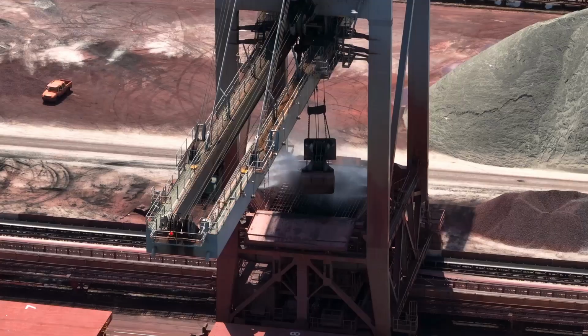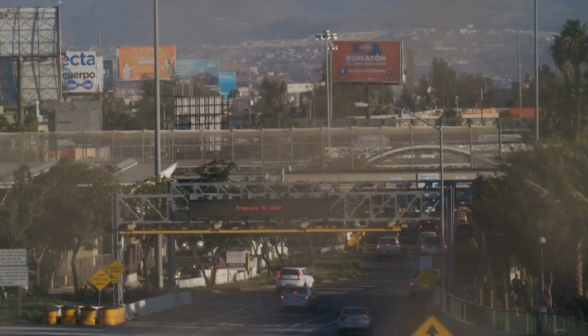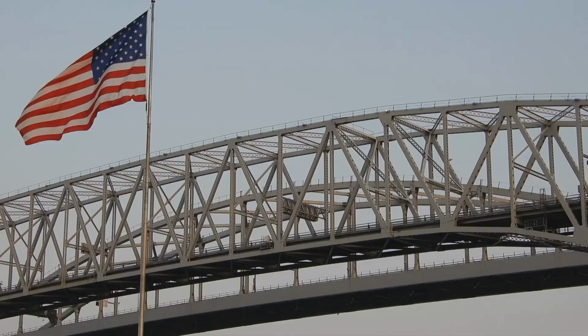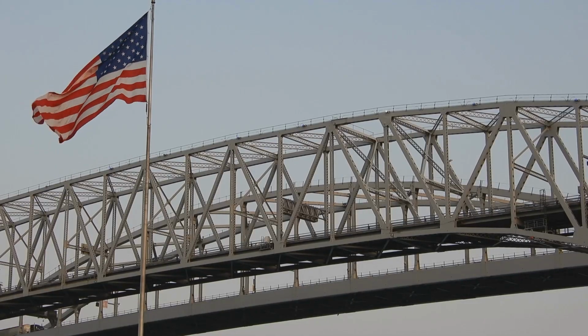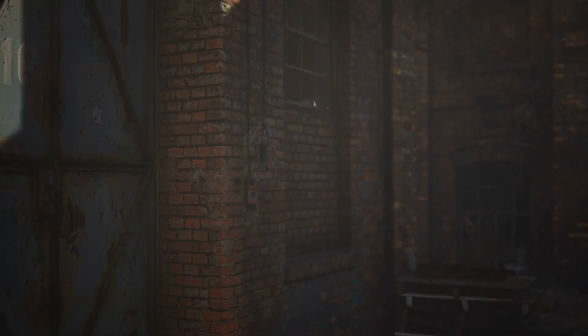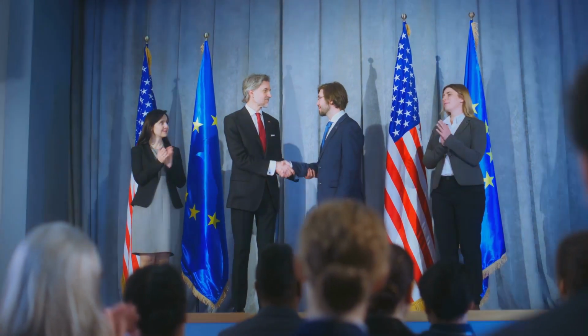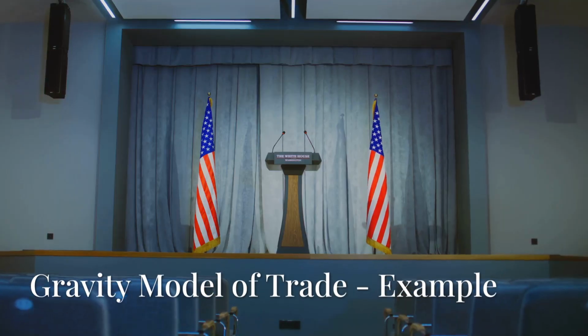Gravity model of trade. Higher tariffs increase trade costs, potentially reducing the volume of trade between the United States and its partners, even those geographically close like Canada and Mexico. Reduced trade volumes can lead to decreased economic growth and strained political relationships with key trading partners.